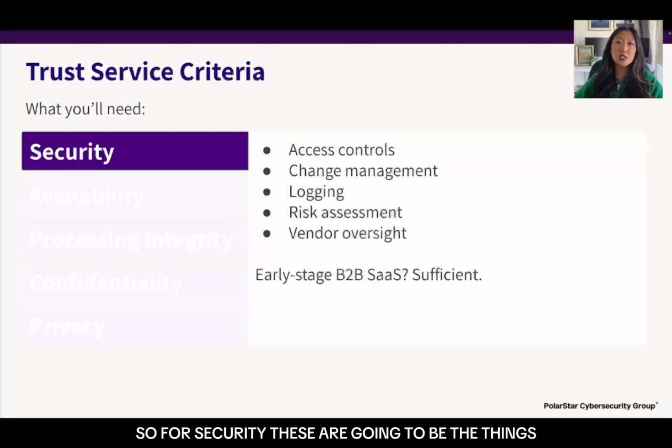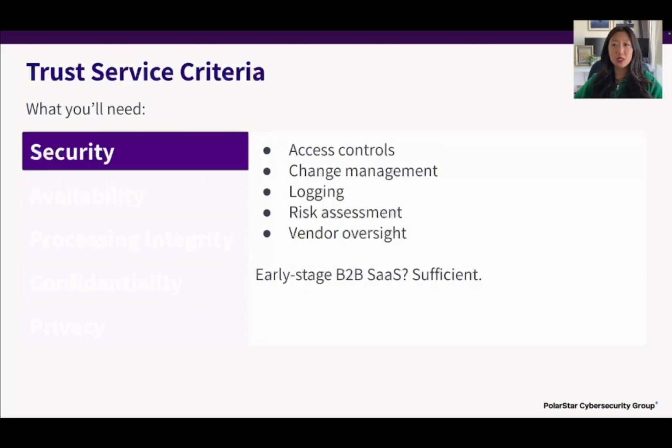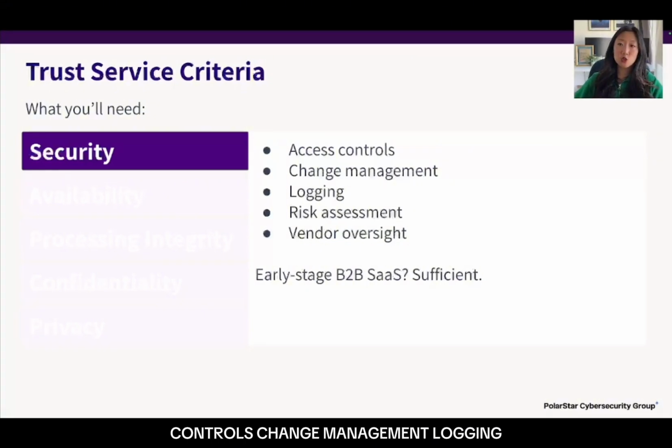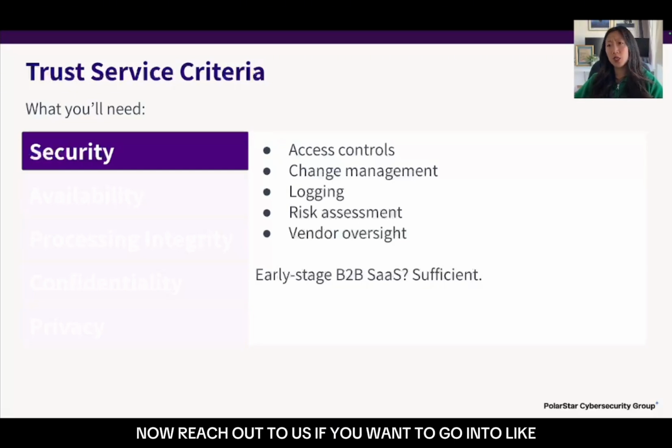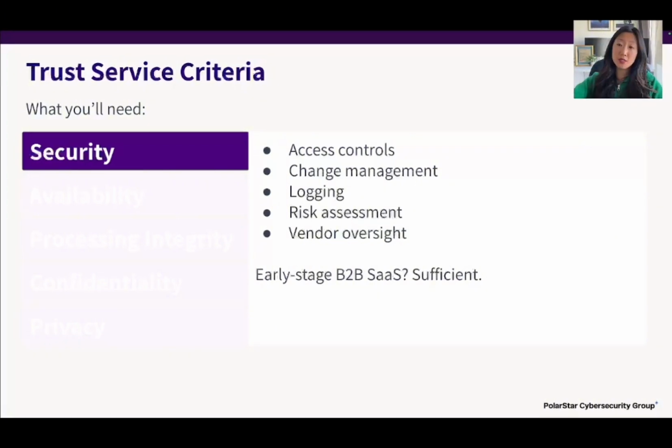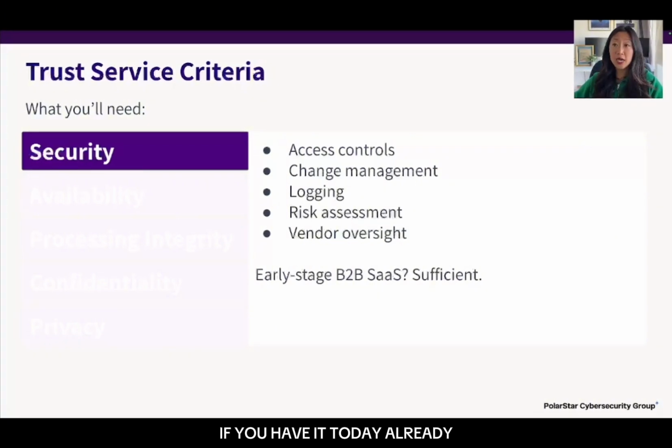So for security, these are going to be the things that you're going to need to meet this trust service criteria. You're going to have things like access controls, change management, logging. For early stage B2B SaaS, this is pretty sufficient. Now, reach out to us if you want to go into super crazy detail on what it is you need and don't need. But baseline, these are the things. If you have it today already, you're in a good place.